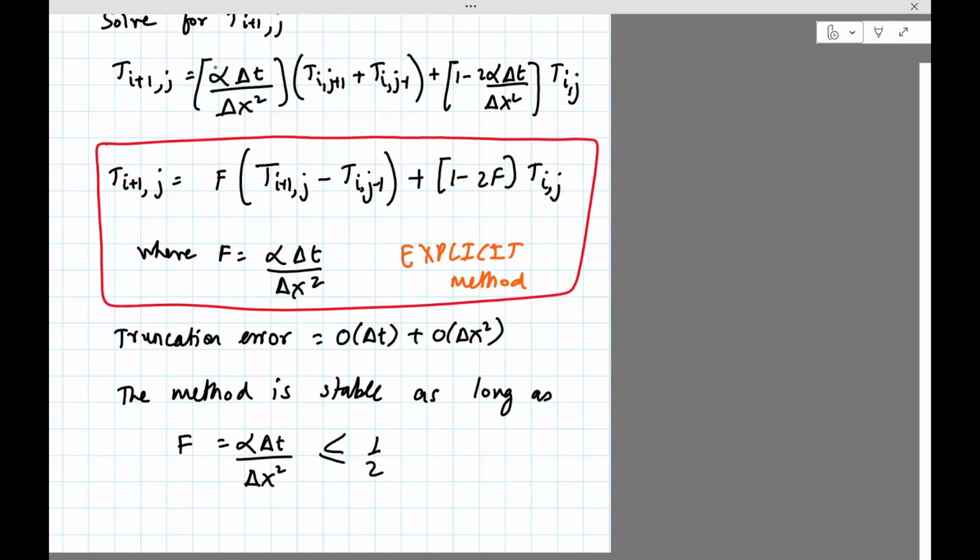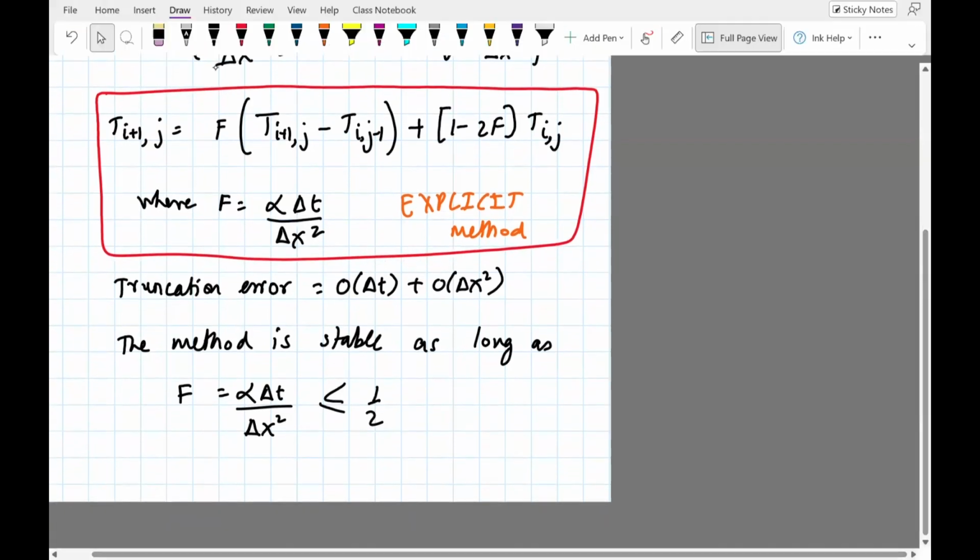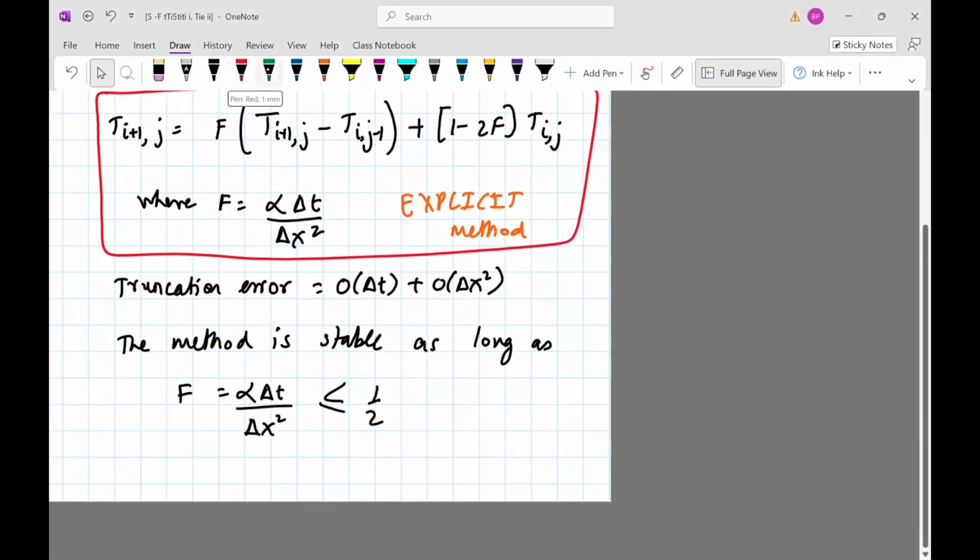Okay, so we'll see how to fix this a bit later. There's an implicit method, which is actually unconditionally stable. You don't have to worry about this. We'll talk about that later. Let's just try to, now that's a new concept, let's try to apply this, solve a problem, something we can do by hand. I should also give you the name for this method. It is called the forward time central space method.